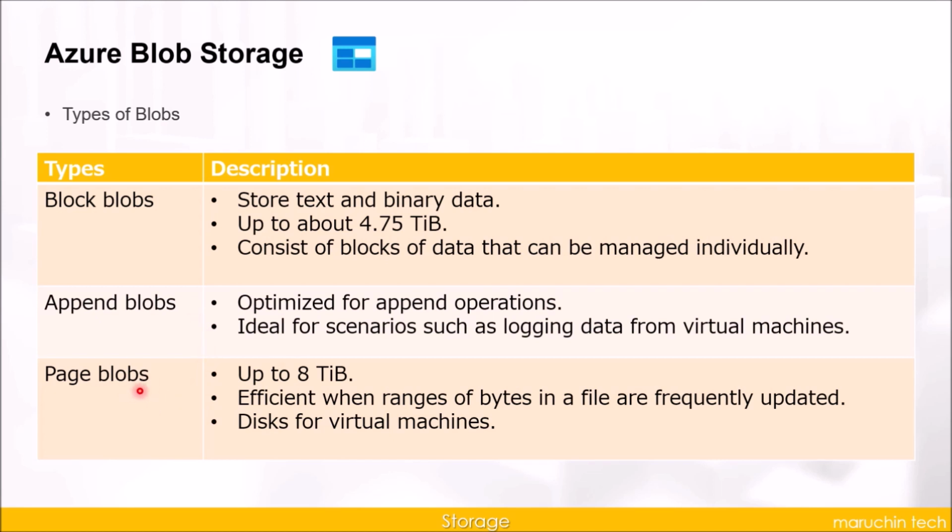The page blob is up to 8 TB in size and more efficient when ranges of bytes in a file are frequently updated, such as for disks or for virtual machines.